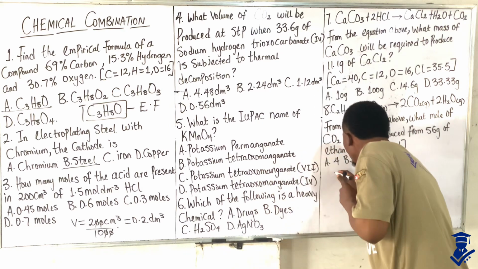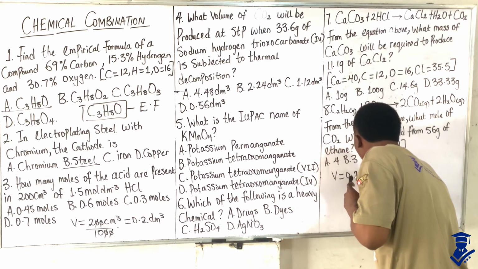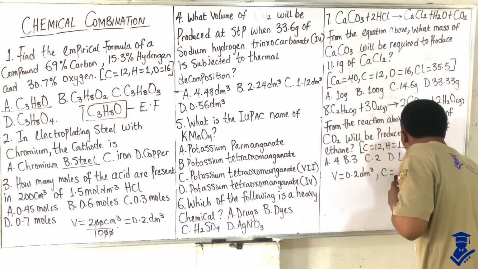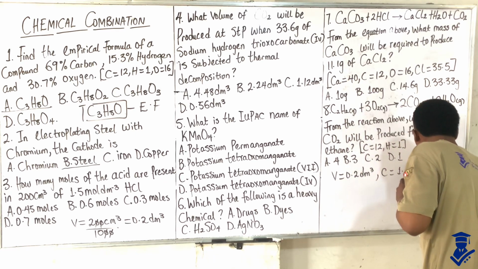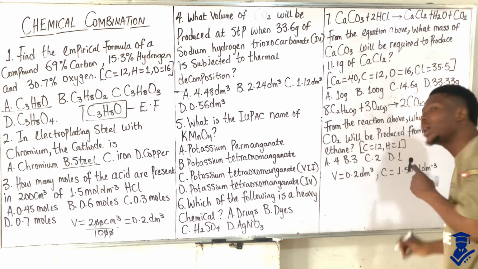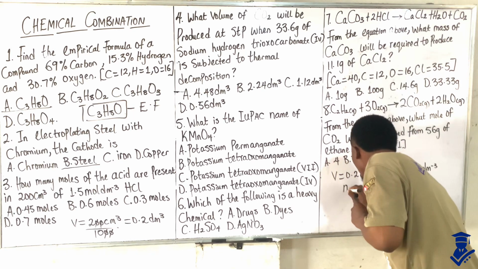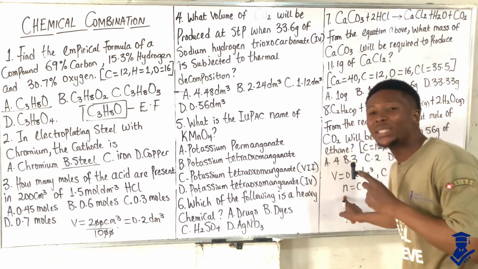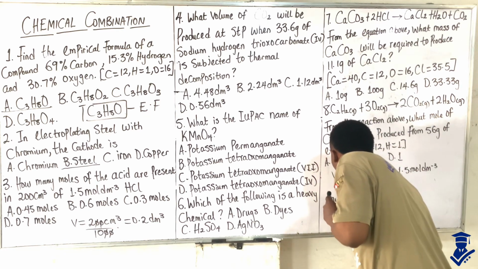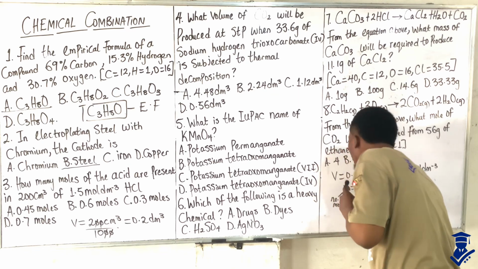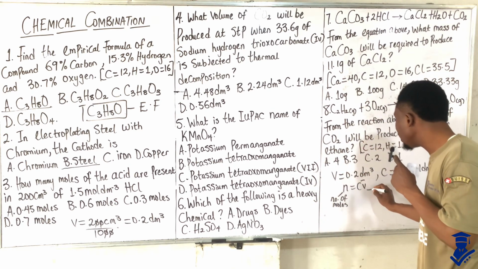Now, the volume is 0.2 dm³, and the concentration is 1.5 mole per dm³. A very easy formula that we can use to solve this is n = CV. What is n? n is the number of moles, C is the concentration, and V is the volume.